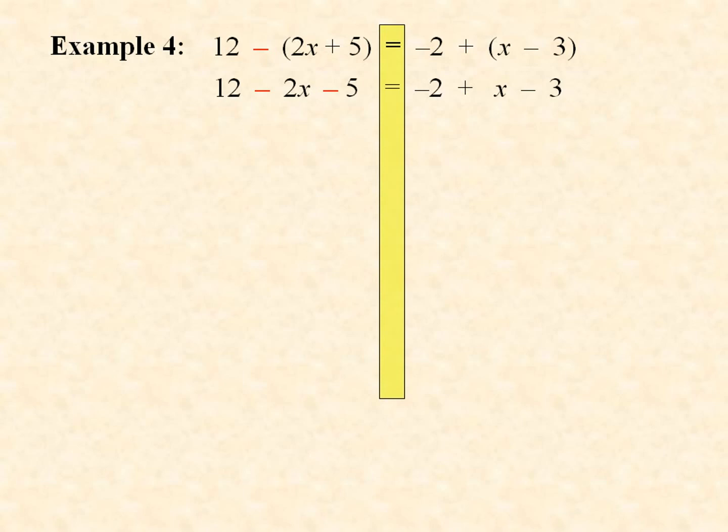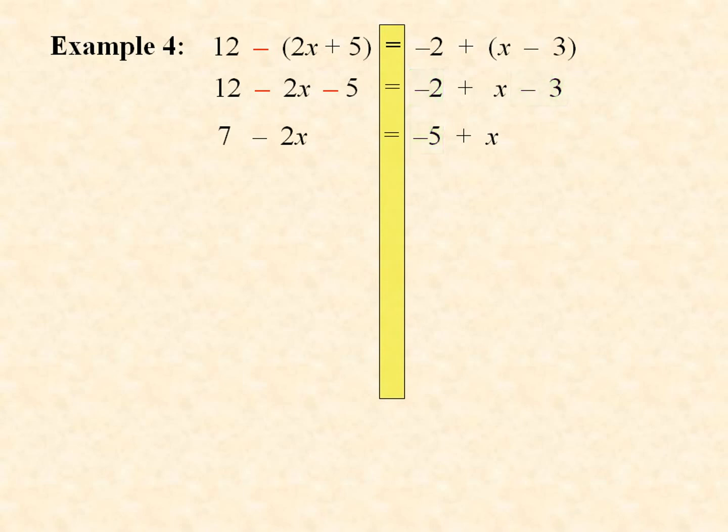Okay, we can do some like terms here. We have 12 and we have negative 5 on the left, and that gives us 7. So the left side is 7 minus 2x. On the right, we have negative 2 and negative 3. And that adds to negative 5, so the right side is negative 5 plus x.